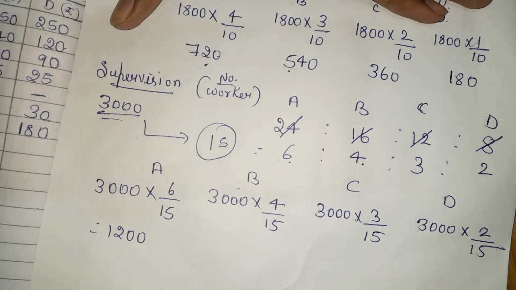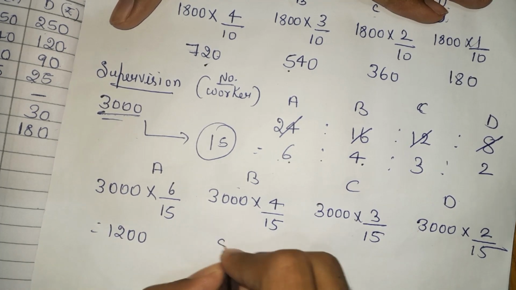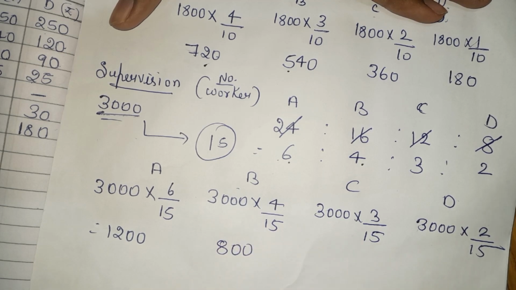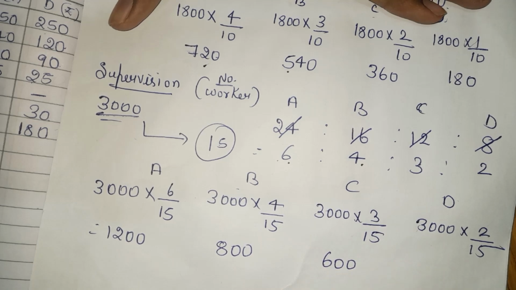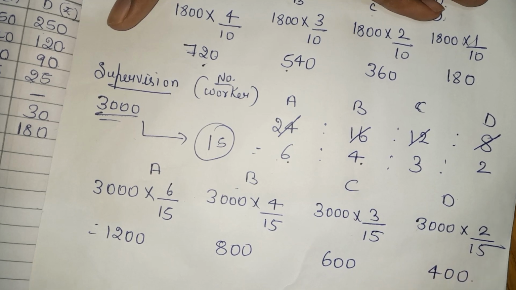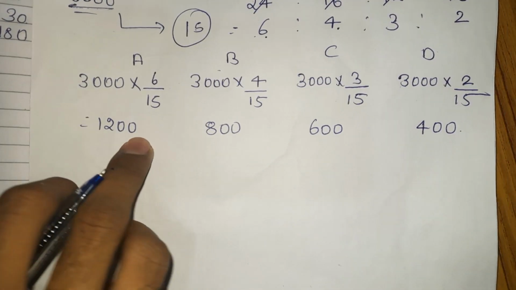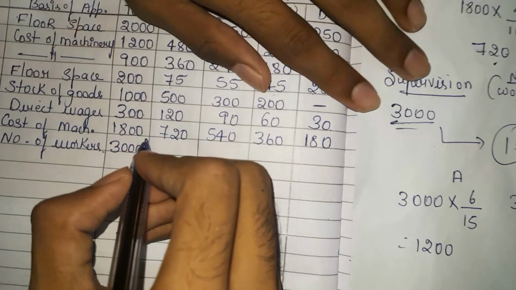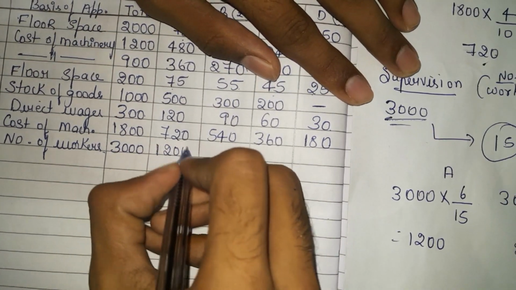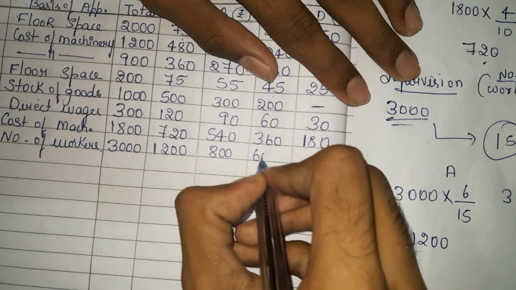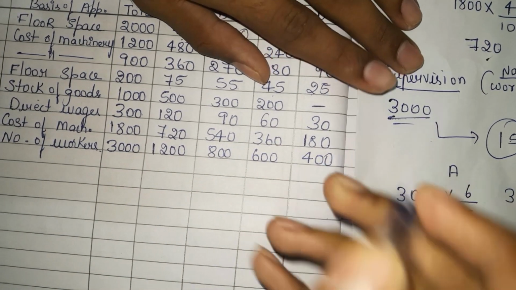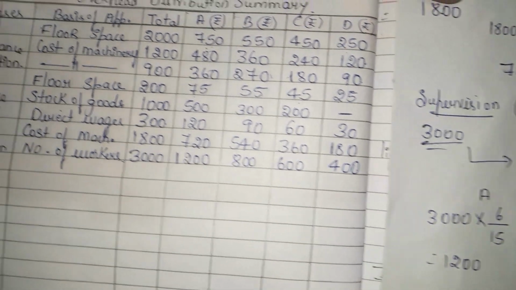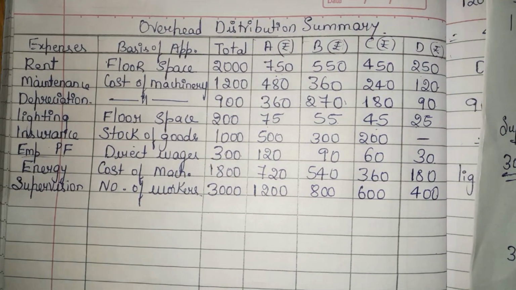Next, 3000 into 4 divided by 15, it will be 800. 3000 into 3 divided by 15, it will be 600. 3000 into 2 divided by 15, it will be 400. Now the same 1200, 800, 600, 400 we have to write over here. So 1200, 800, 600 and 400. Now we have apportioned all the expenses which they have given in the question.